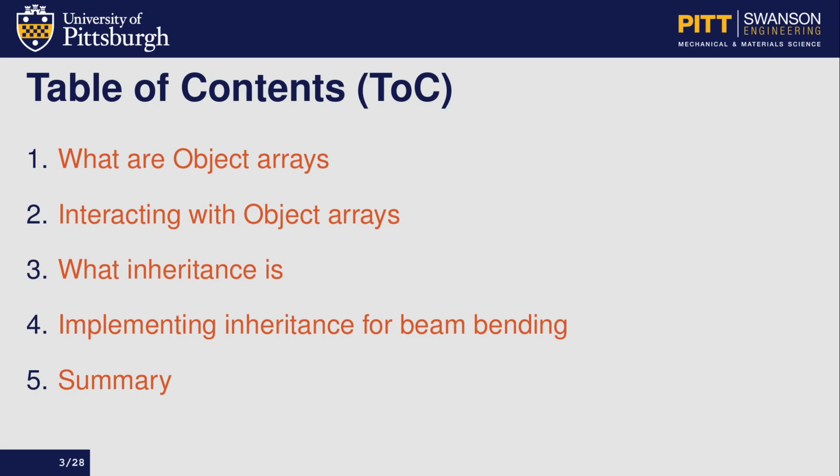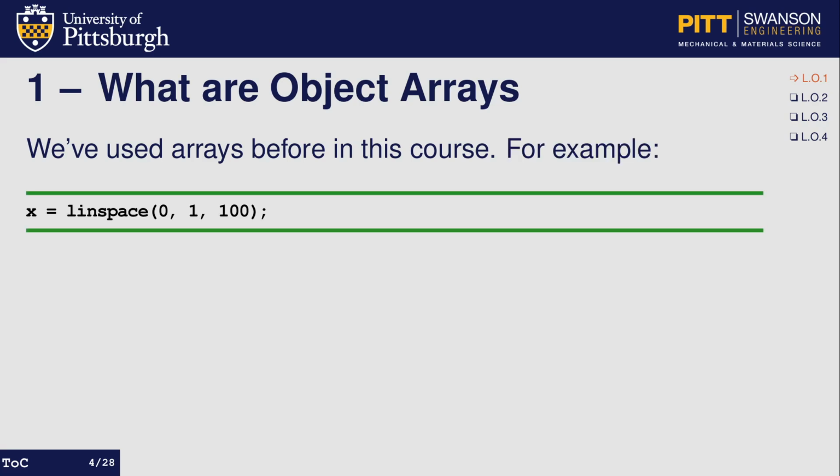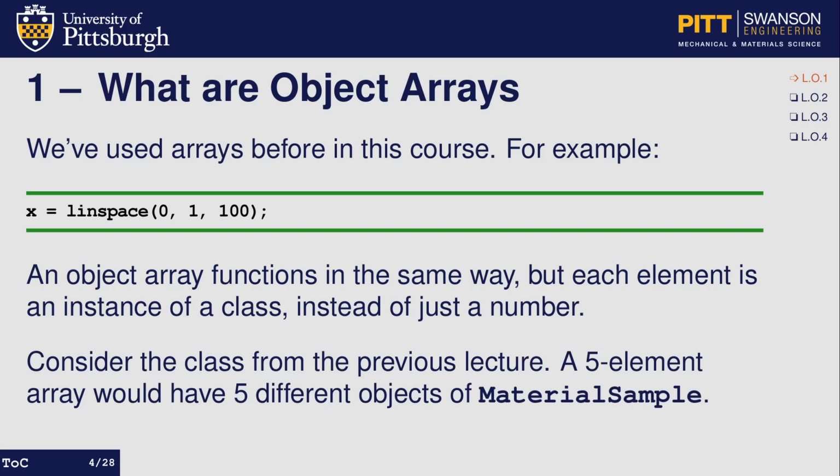We've used arrays before in this course. For example, linspace arrays. An object array works exactly the same way, except that each element is an instance of a class instead of just a number. Consider the class that we defined in the previous lecture. A 5-element array would just have 5 different objects of MaterialSample.